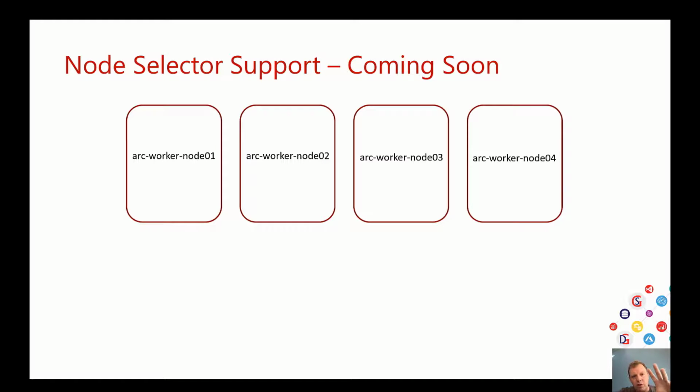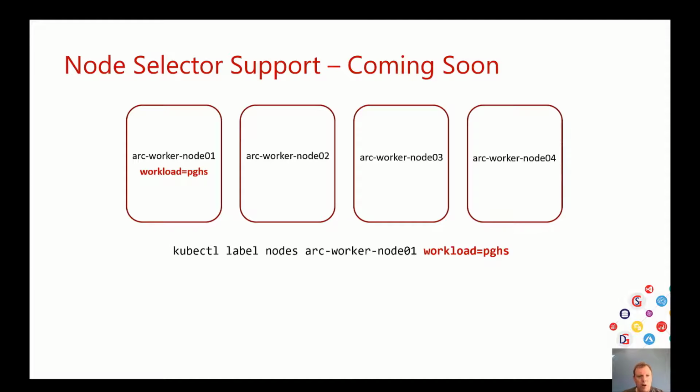One of the things that Microsoft's working on, and I can't give you any timescales around this or when it's going to come along, other than the fact that I'm reliably informed that this is happening, is the ability to influence pod placement. The way you do this is you use what's called node selectors. I've got an imaginary cluster here. It's got 4 worker nodes, arc worker node 01, 02, 03, 04.